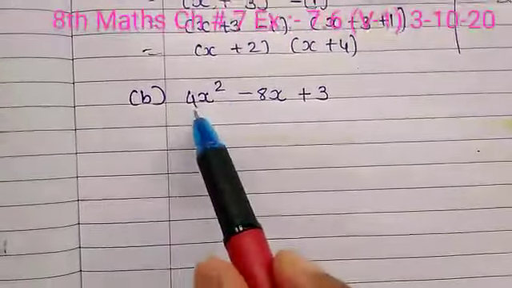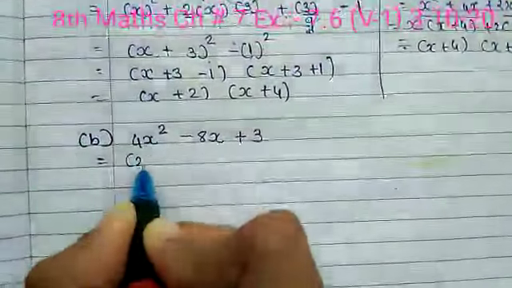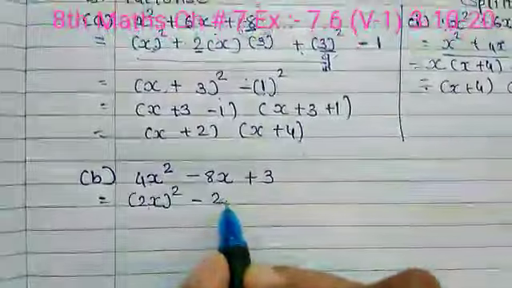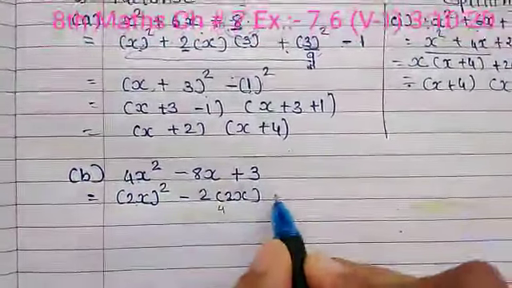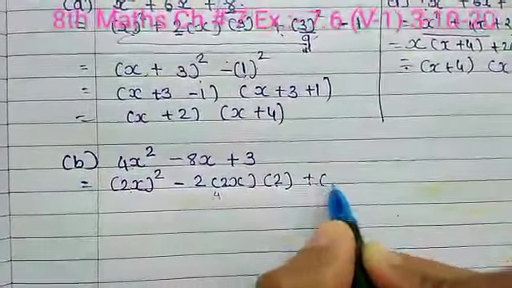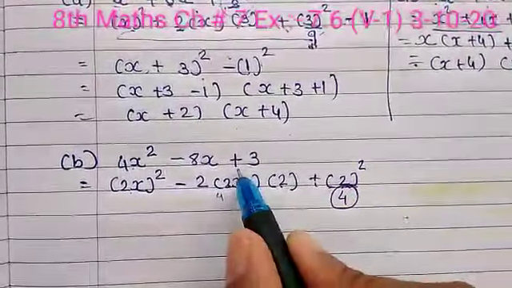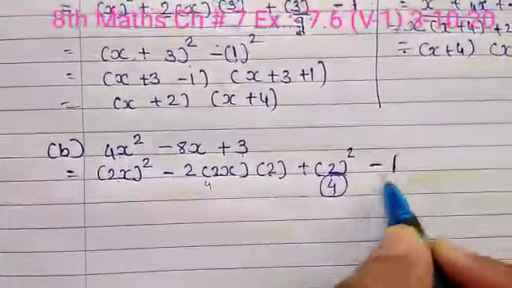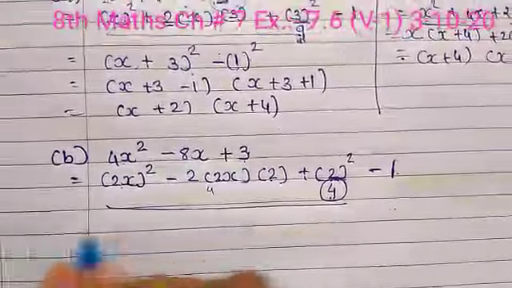The next sum is 4x square minus 8x plus 3. So 4x square is 2x whole square, minus 2. The first term is given as 2x, right? Now 2 twos are 4, 4 twos are 8. So here we want 2, which means we want 2 square, right? 2 square is equal to 4. But here only 3 is there. We have taken 4, so we will do minus 1. Why? Because 4 minus 1 is equal to 3. So it will become a complete square.